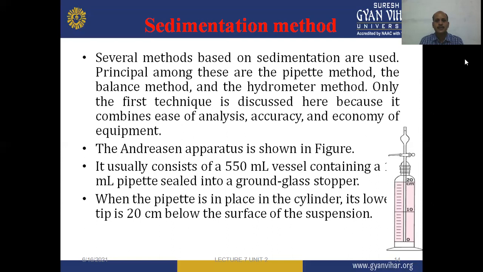So the Andreasen apparatus is widely used for determination of particle size by the sedimentation method. It usually consists of a 550 ml glass vessel containing a 20 ml pipette sealed into a ground glass stopper. So a 20 ml pipette is inside the ground glass stopper and the capacity of the vessel is 550 ml. When the pipette is placed in the cylinder, its lowest tip is 20 centimeters below the surface of the suspension. So this is the diagram of the Andreasen pipette apparatus.